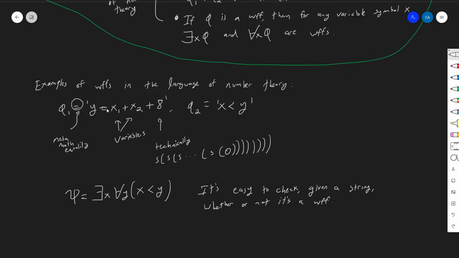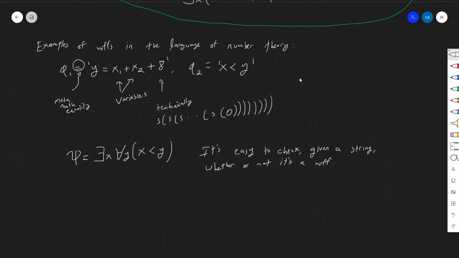Sometimes people use a wavy equal sign to distinguish one from the other, but they mean different things. This is a well-formed formula that equals a string, but the string itself involves an equal sign. So this is an equal sign in the metamath, and this is a symbol. Anyway, this is a valid well-formed formula.